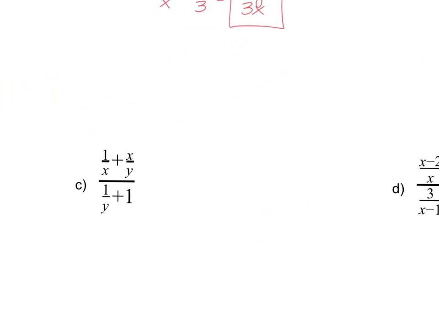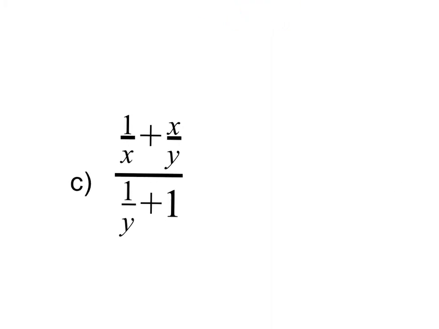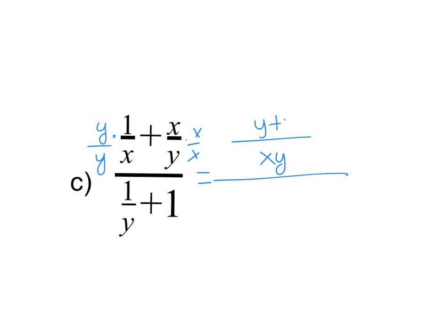All right, this one's a little bit trickier. You have to do it on both the top and the bottom. So we want to have one fraction on top and one fraction on the bottom. Can't have two. So let's go ahead and get a common denominator on top. Again, that's going to be xy. So you're going to multiply this times y over y, and this times x over x. So I have y plus x squared on top.